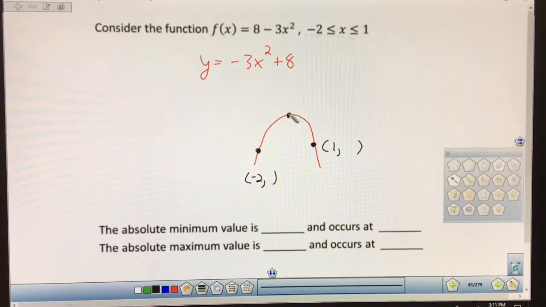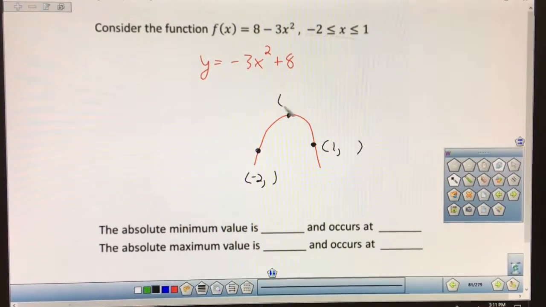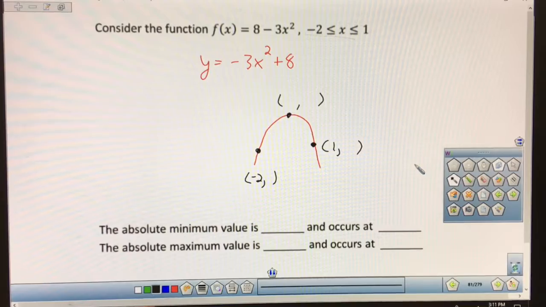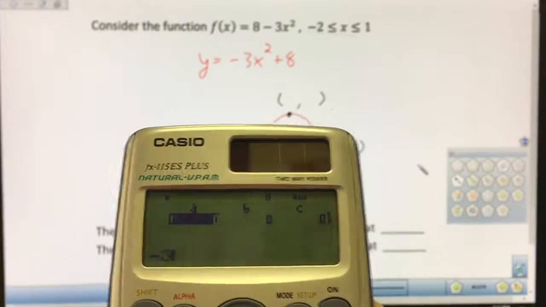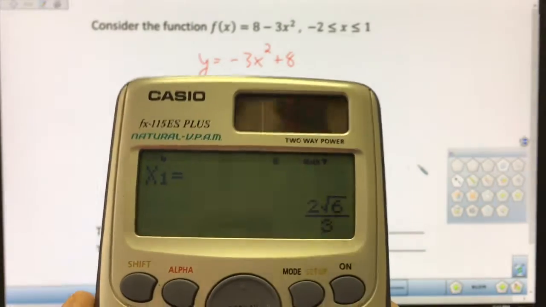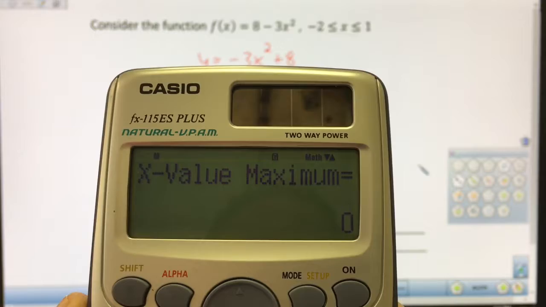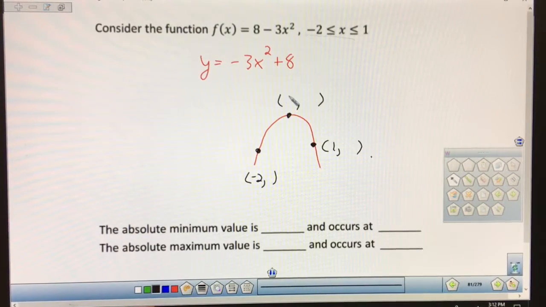So we can do a couple of things. Let's find out the vertex first. So that's going to be mode 5 3. And that'll give us the vertex, the top part. Mode 5 3. Then I'm going to type in negative 3 equals. There's no x term, so it's going to be 0 equals, and then 8 equals. I don't need the answers. I don't need x sub 1. I need the vertex. So the vertex is going to be 0, 8. So that high point is 0, 8.